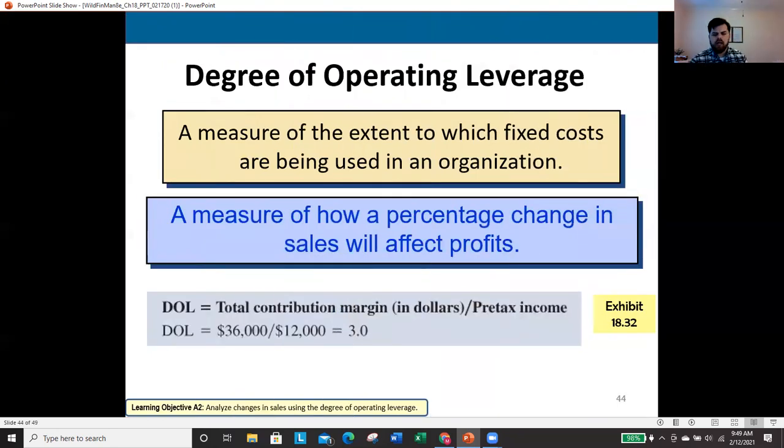Now, one of our very last topics here is what is called the degree of operating leverage. So this measures the extent to which fixed costs are being used. So this is simply telling you how a percentage change in sales will impact profits. So our degree of operating leverage is going to be equal to total contribution margin in dollars, right? Not contribution margin per unit, but in total, that total contribution margin divided by our pre-tax income.